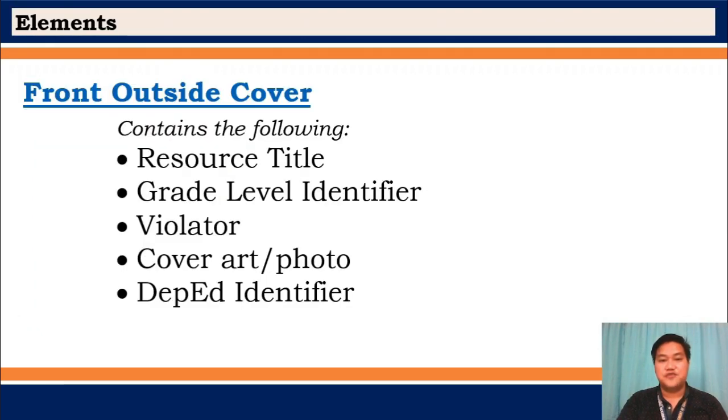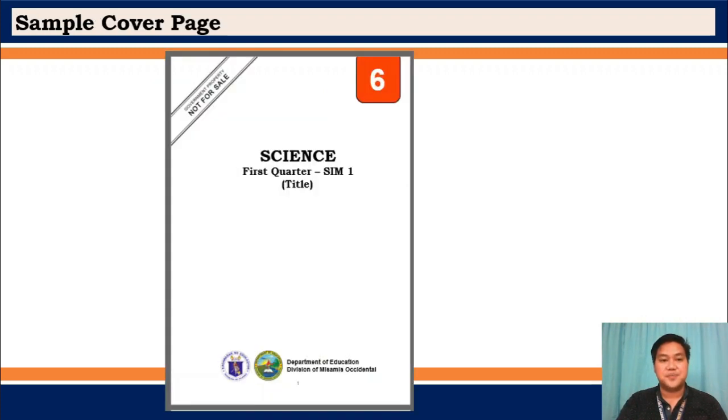First is the front outside cover. The front outside cover shall contain the following: learning resource title, grade level identifier, illustrator, cover art or photo, and DepEd identifier. Here is a sample of a cover. Here, you can notice that the important elements mentioned before are all present.